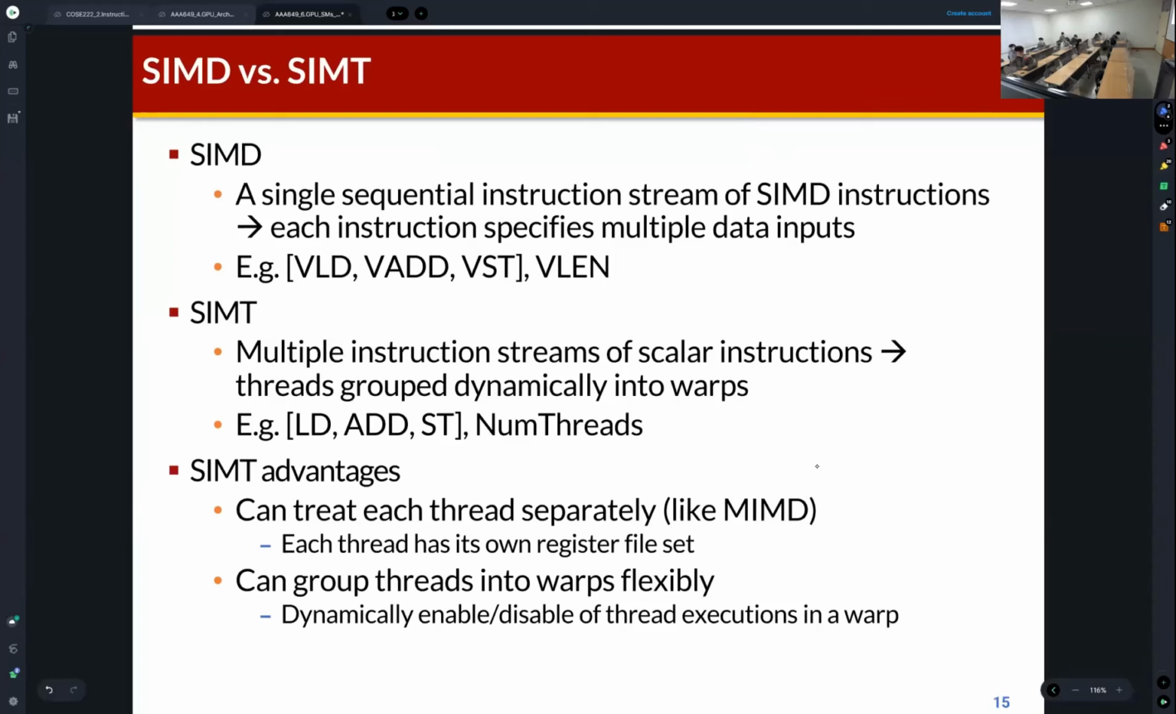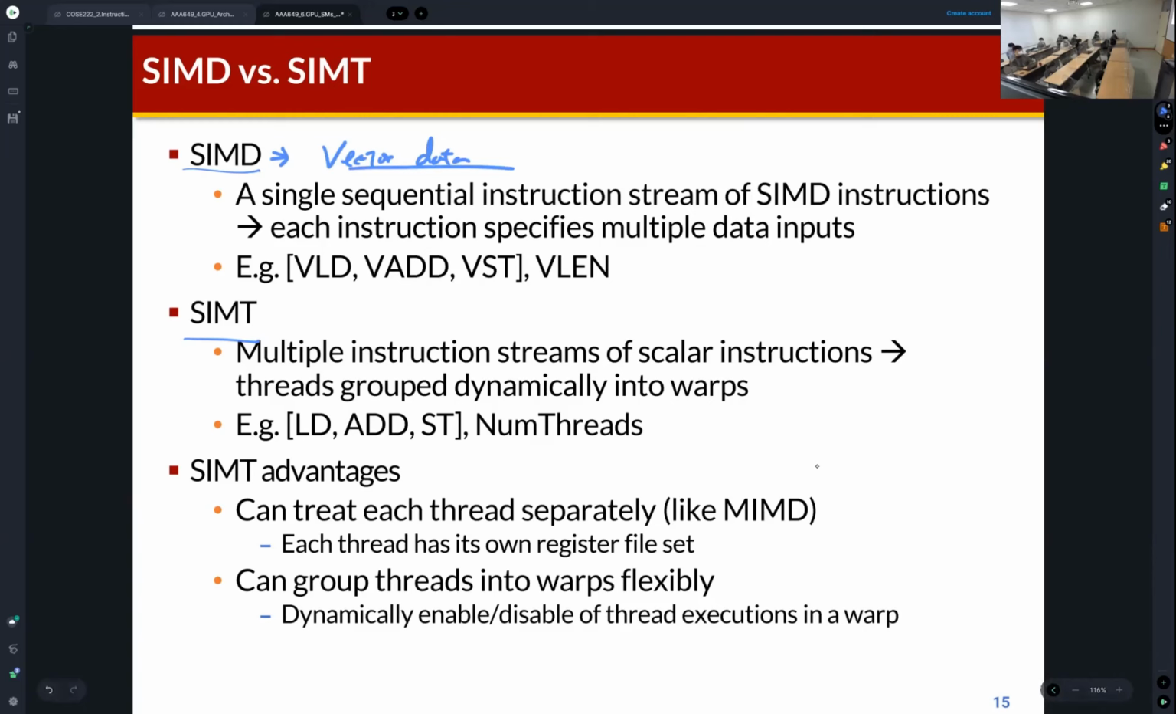Let's compare SIMD and SIMT, since I also mentioned that the GPU supports the SIMT model. You can understand it like this: SIMD is just to handle vector data, vector type data.